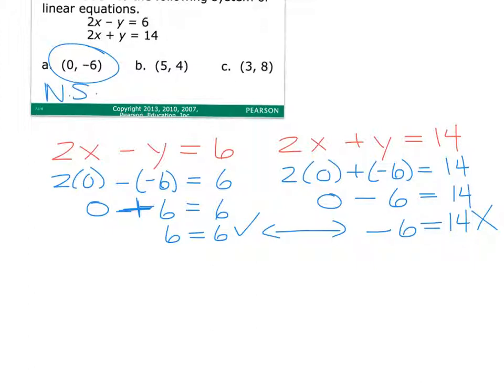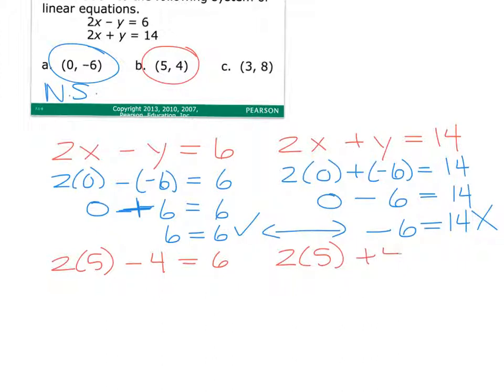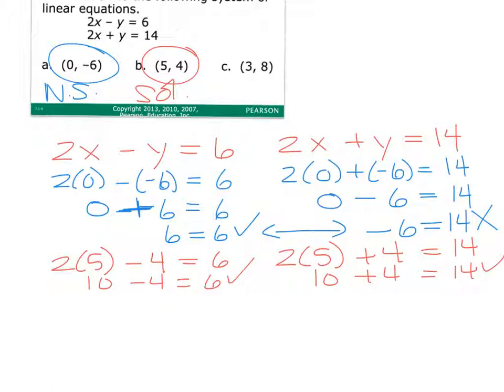So let's try our next ordered pair. Let's try the (5, 4). So we'll do 2 times 5 minus 4 equals 6. And 2 times 5 plus 4 equals 14. 2 times 5 is 10, and 10 minus 4 is 6. So it works for the first equation. 2 times 5 is 10, and 10 plus 4 is 14. So it works for the second equation. So because (5, 4) worked for both equations, this is a solution to the system.